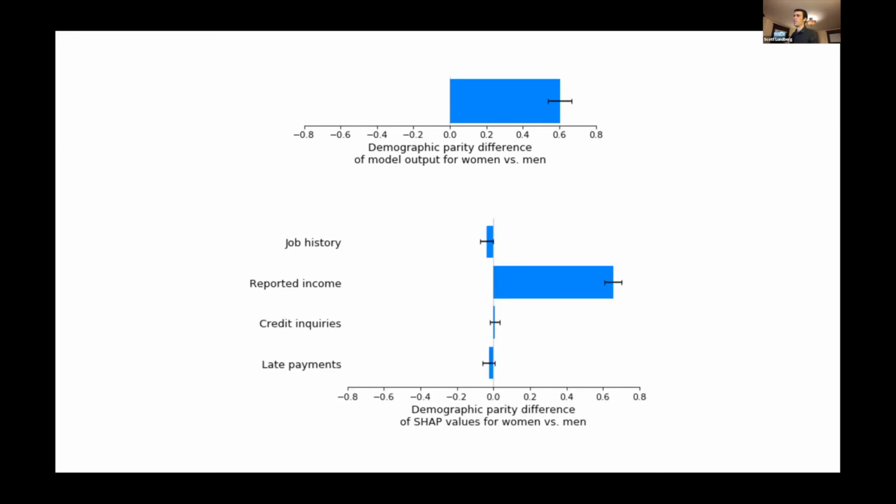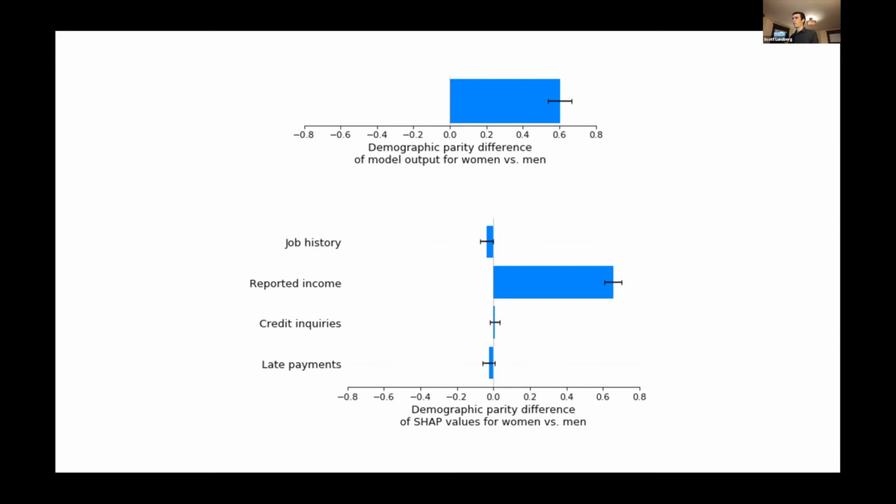So here's an example where we actually applied SHAP to explain this model. And we explained all of the samples, all the women, all the men. And then we took the explanations of all the samples, and we split them into the two groups that we wanted to compare, in this case, women versus men.